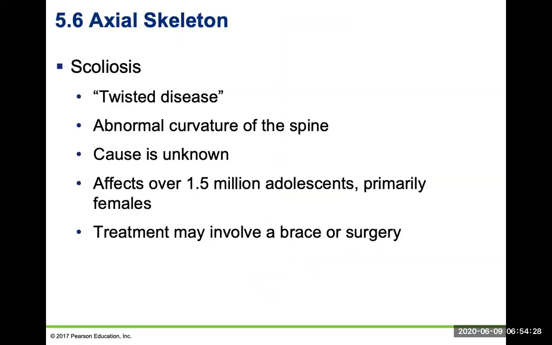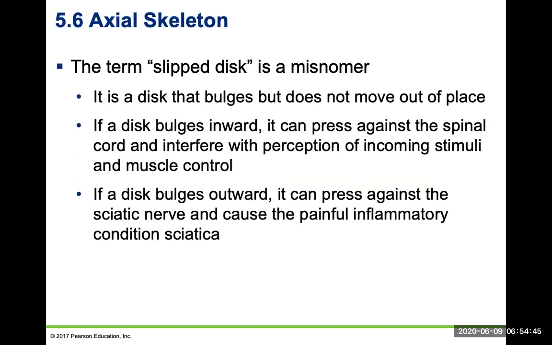Scoliosis is the twisting of the spine. It's abnormal curvature. The cause is unknown. It affects many young adults, primarily females, and treatment may involve a brace or surgery. You might remember getting tested for scoliosis in school by the school nurse leaning over, and she feels your spine.